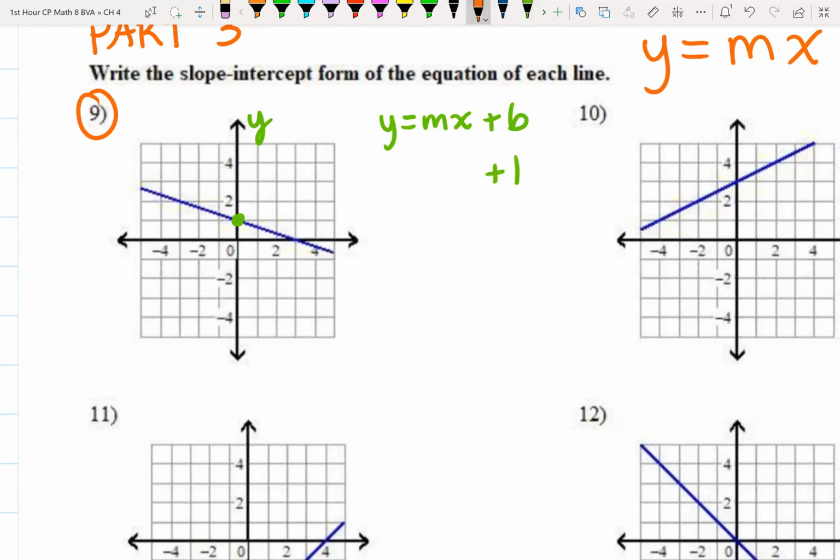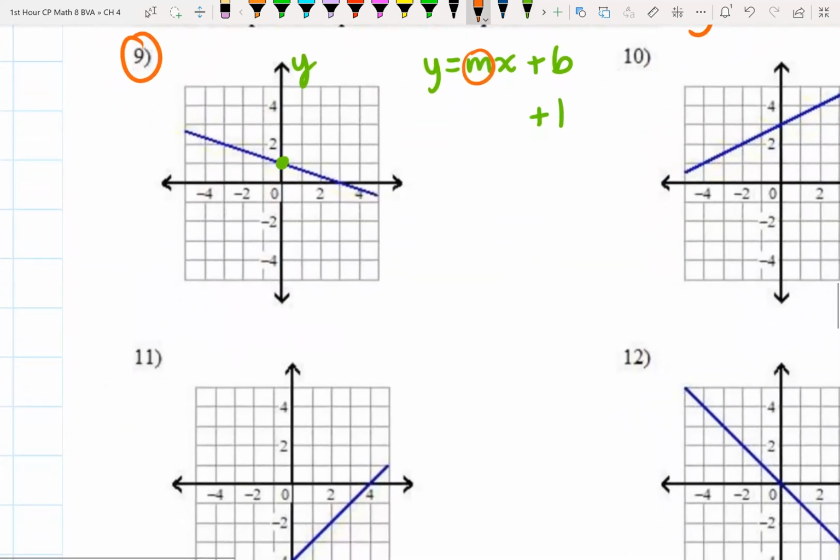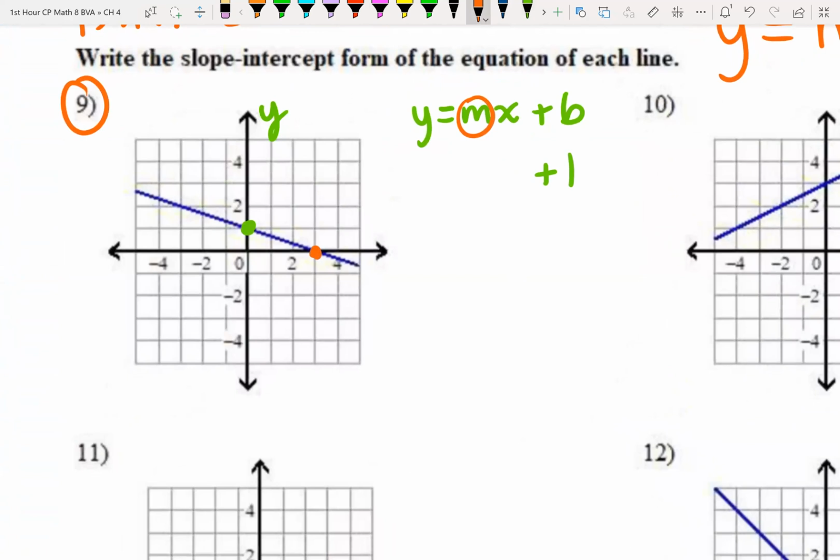Now let's look for our slope. To find our slope, I need another point, a point that is exactly at a grid mark. So how about right here? That's exactly at 3, 0. Start with the point on the left and do rise over run since we have a graph in front of us. So this is the point on the left. We're going to go down 1 and to the right 3 spaces.